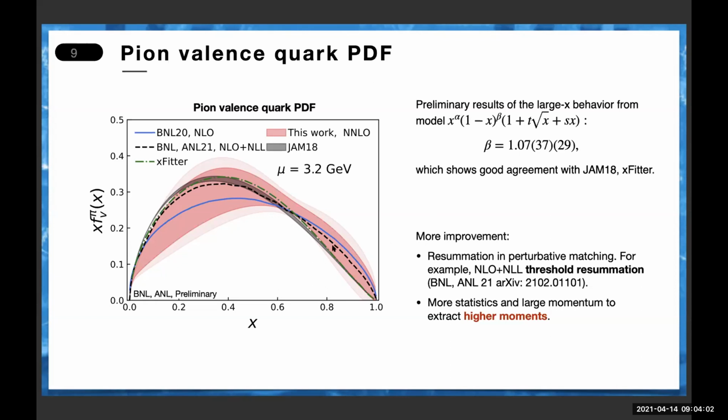Of course, there are still some improvements that we can do, like further improvement of the perturbative matching kernels. For example, as we plot as the black curve in this figure, which comes from the NLO plus NLL threshold resummation matching formula. As you can see, the central value shifted a little bit, but they are still consistent within the error, and didn't change much. That is because the threshold resummation generally has a large impact for the higher moments of the PDFs, and our lattice data are mainly sensitive to lower moments for now. So we would expect to have more statistics and larger momentum to extract the higher moments.